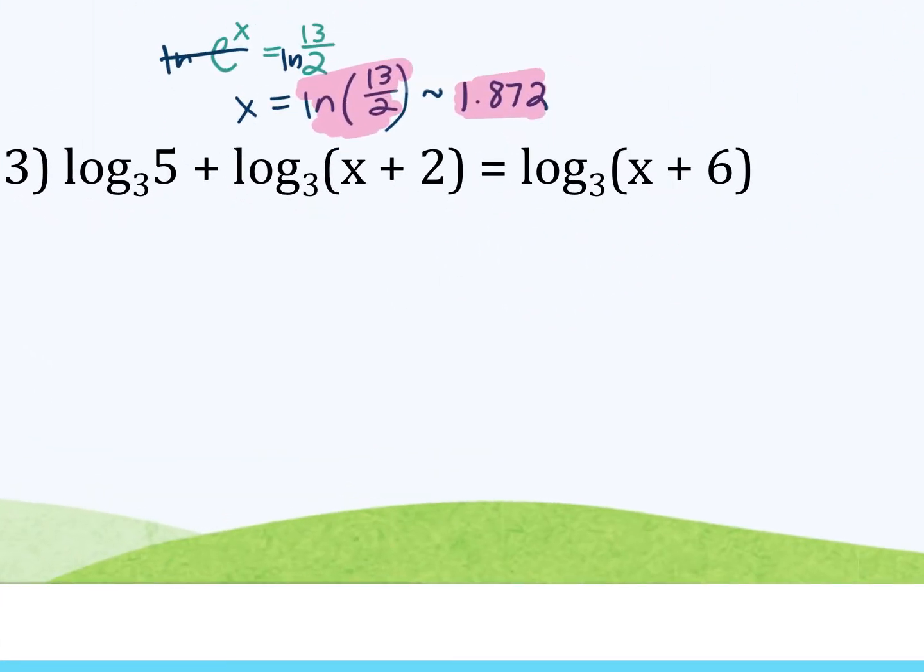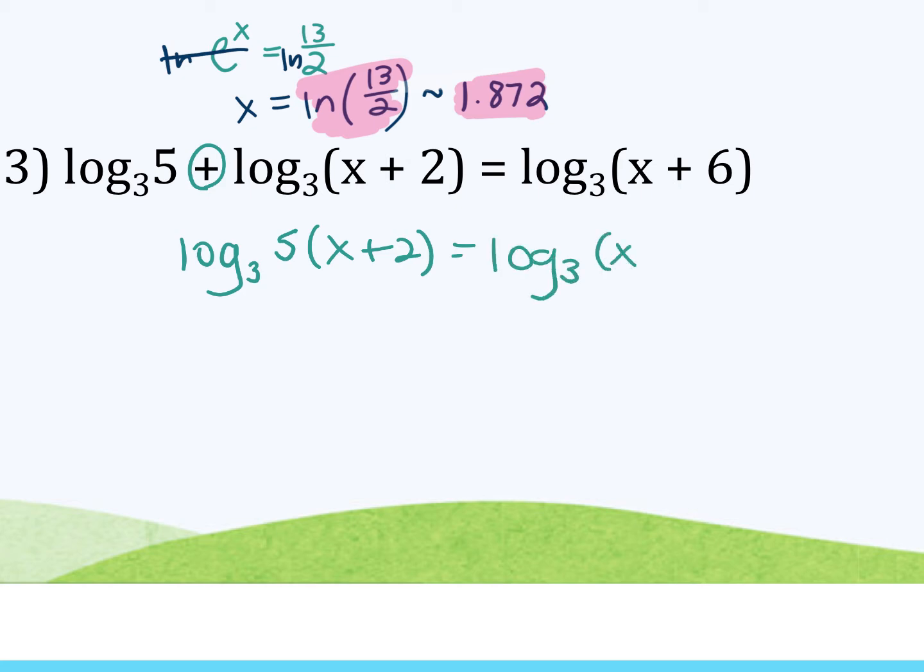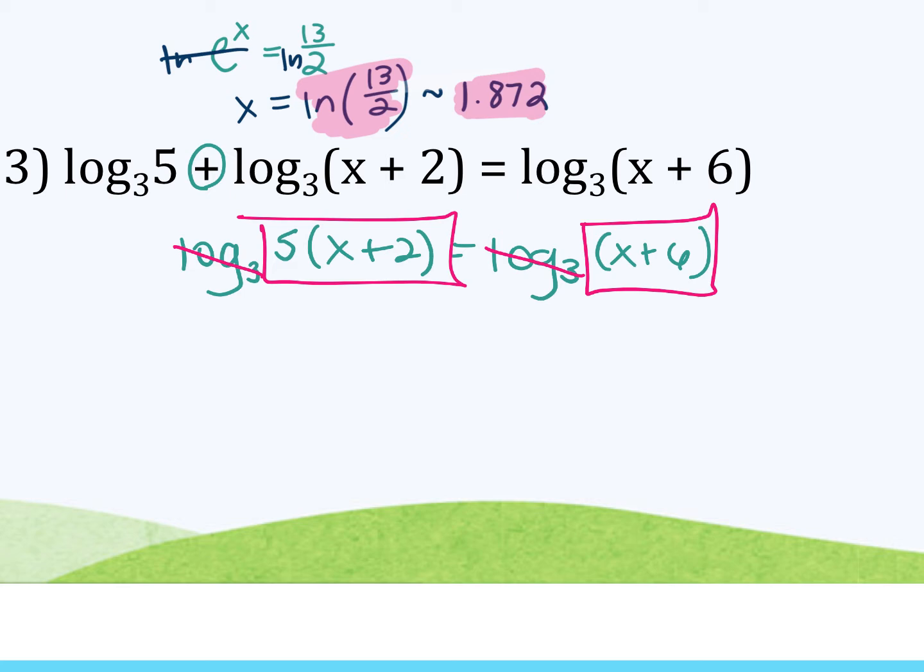Okay, then 3, I've got more than 1 log on one side of the equation, so I'm going to condense it. This is addition, which means I'm going to turn it into what? Good. Log base 3 of 5 times x plus 2 equals log base 3 of x plus 6. If there was only a log on one side, I would convert this into exponential. But there's a log on each side, which means I literally get to ignore the log, and I set 5x plus 2 equal to x plus 6. Distribute this, and I get 5x plus 10 equals x plus 6.